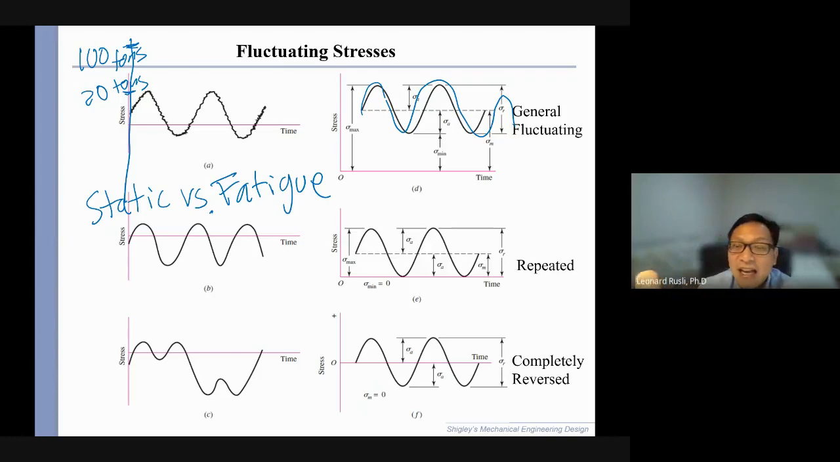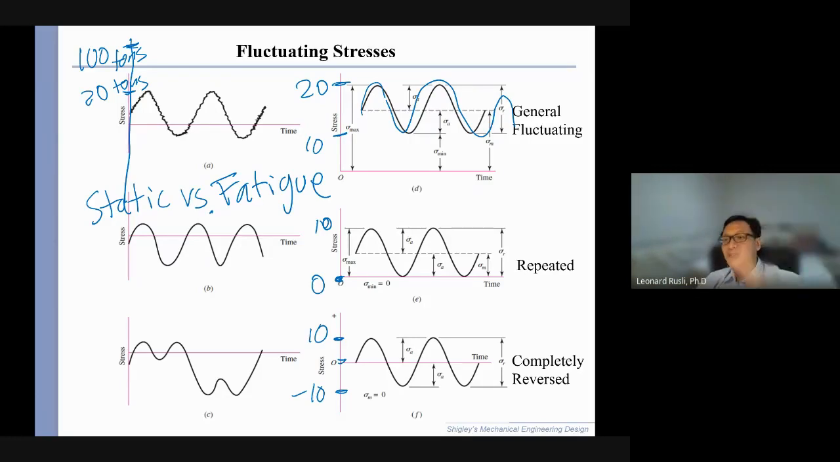Jadi perbedaannya yang atas, tengah, sama bawah ya. Kalau yang atas itu, dia fluctuating misalnya nih, dari 10 MPa jadi 20 MPa. Oke? Kalau yang tengah nih, dari 0 jadi 10 MPa. Kalau yang bawah ini, cyclingnya 10 sama minus 10. But all of them are cycling. Okay, all of them are fluctuating stresses. So this is what we're going to study next.